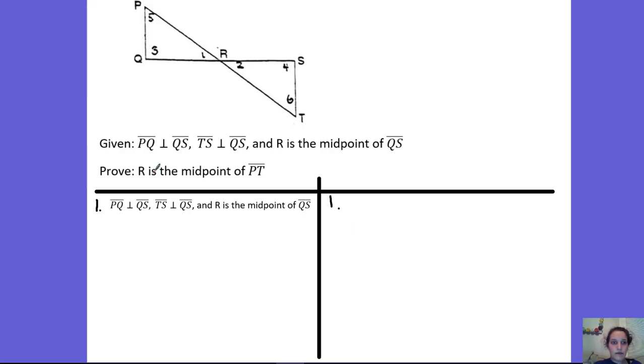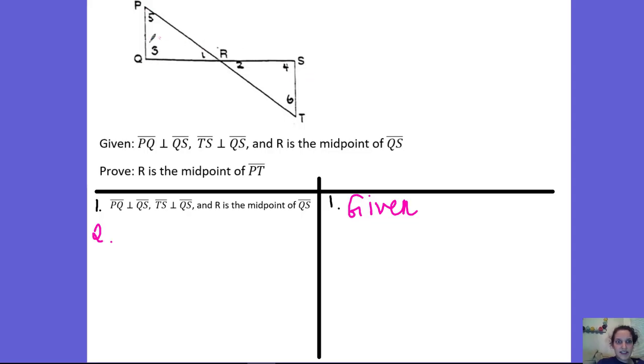Alright, in this proof, we know that PQ is perpendicular to QS, TS is perpendicular to QS, and R is the midpoint of QS. So that is our given. Okay, let's start with PQ is perpendicular to QS.